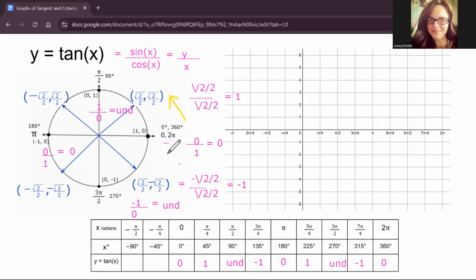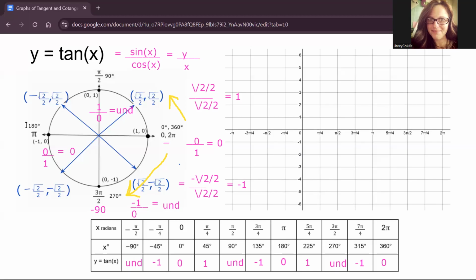And then let's go the other way. We'll go negatively clockwise around the circle for negative angles. And we'll do negative 45 degrees, which is right here, y over x, we get negative 1. And then down here to negative 90 degrees, and we get negative 1 divided by 0, which is undefined. So let's take a look and graph all this information here.